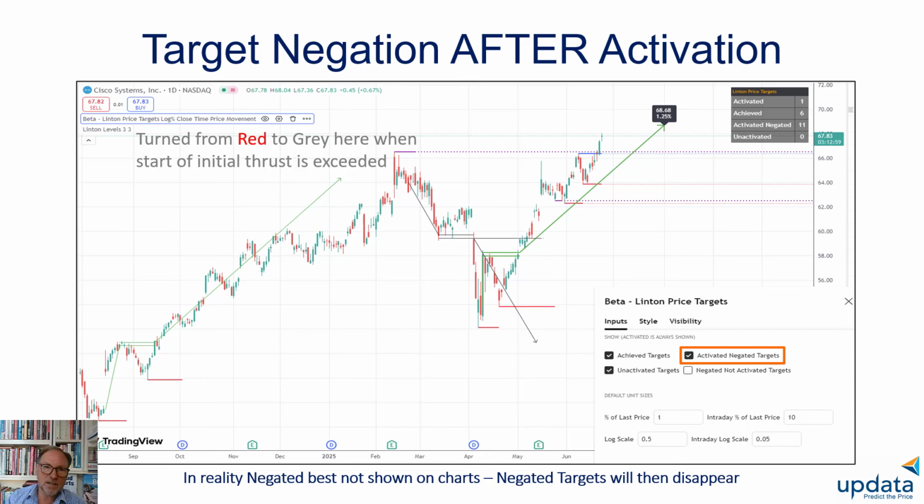Targets are negated. They turn gray on your system. So this target is negated because we've moved above the level where that thrust was initially generated. So that is a negated target. It was activated, but it was negated after it was activated. Now we nearly got there, but it is since gone because you've moved above that level. So it's turned from red to gray.